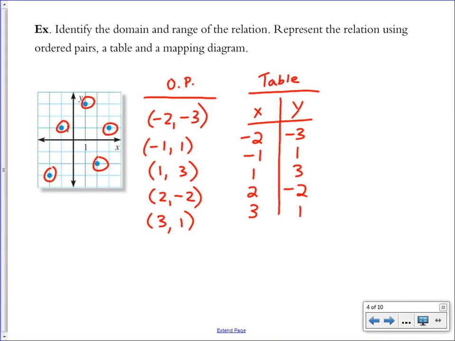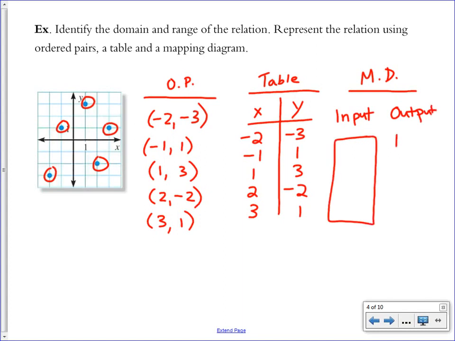A mapping diagram, which is the most interesting, so we'll call that MD for short. We want the word input and the word output on our diagram. Draw a little box to put our input values in and a little box to put our output values in, with no repeats. So anything that shows up twice, we're not going to write twice. Now our input values are all 5 different numbers, so I have to write those all here.